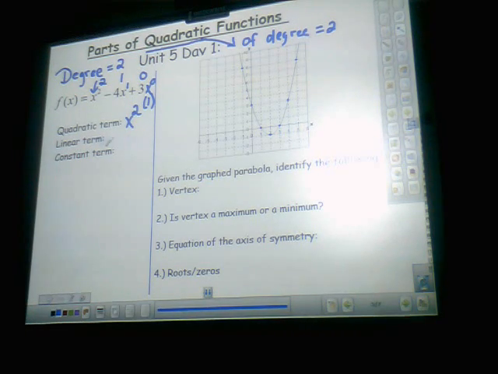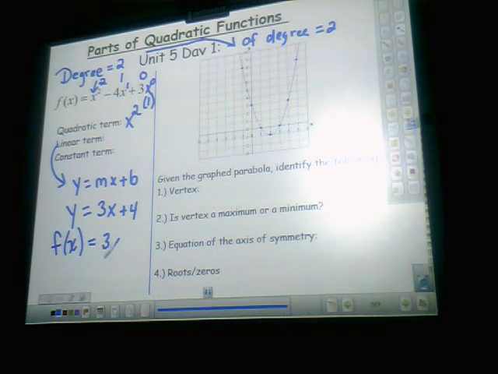Linear term. If you remember from Algebra 1, we did a lot of study of linear equations. In slope-intercept form, a linear equation looks like y equals mx plus b. So if we made a more concrete example, we'd have something like y equals 3x plus 4. Writing it as a function, we could change that to f of x equals 3x plus 4.